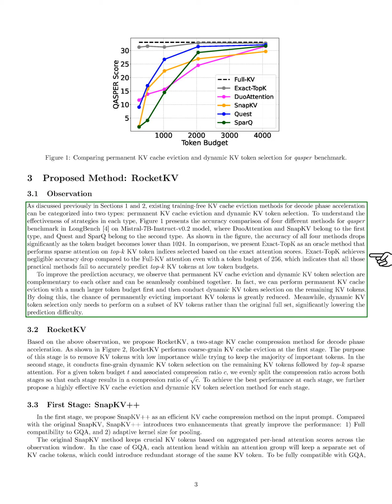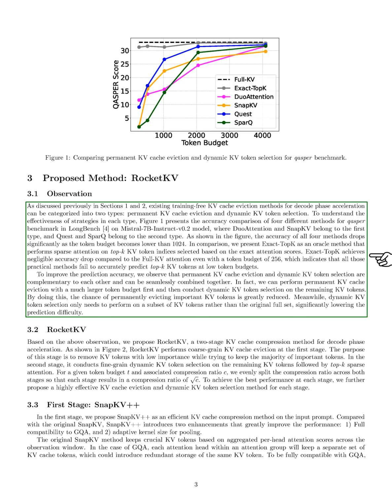Our findings show that the accuracy of all methods declines significantly when the token budget is below 1024. We also introduce Exact Top K as a reference method that performs sparse attention on the top K KV tokens based on exact attention scores. Exact Top K maintains high accuracy even with a token budget of 256, highlighting that practical methods struggle to accurately predict top K KV tokens at lower budgets.